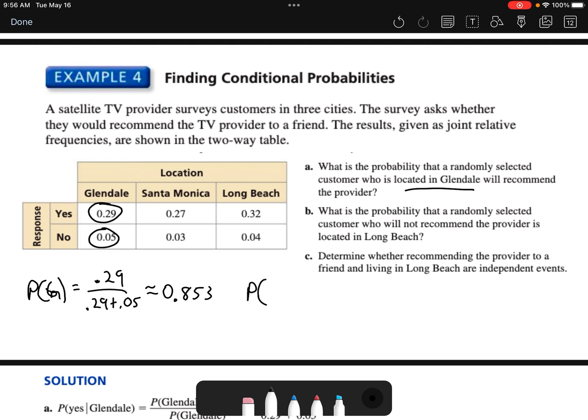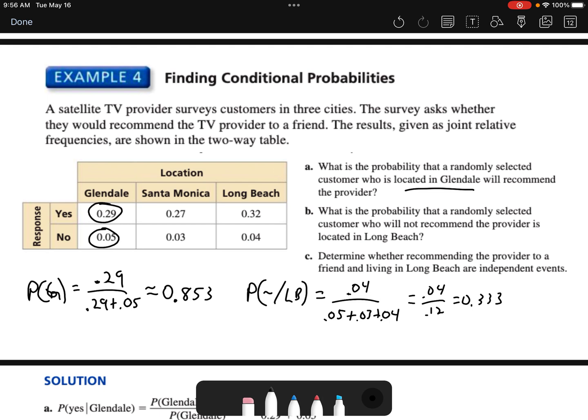But on B, so now we're not recommending, and we're in Long Beach. Okay, well, that's different. So we're not recommending, and we're in Long Beach. Well, Long Beach, 0.04 says no, but how many are not recommending? Well, we'd have to add all the non-recommendations and then divide them. So 0.04 divided by 0.12 is 33%, 0.333. So you have to think through these.